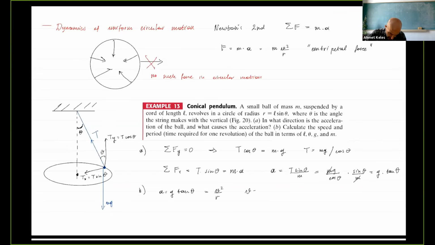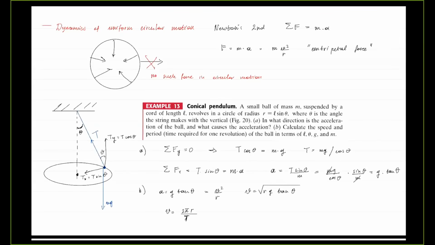Then v is equal to root r g tangent theta. Okay, something like that. So we calculated the speed and the period. So v is equal to 2 pi r, the total length, divided by the total time, which is T. And we are trying to solve this for T.